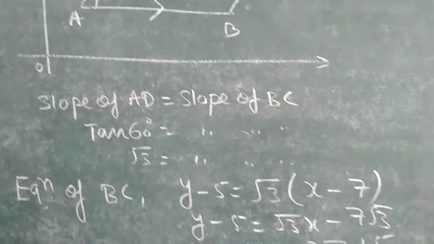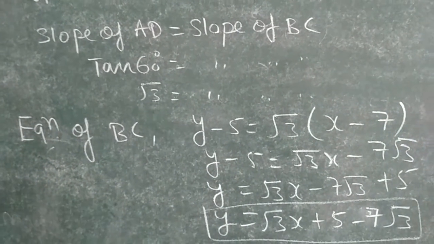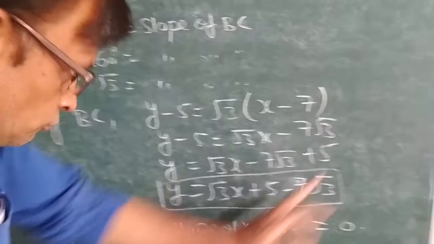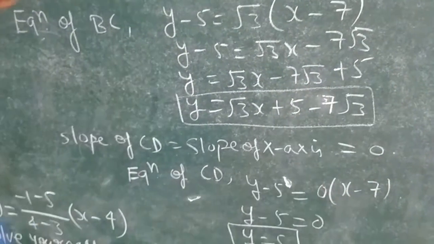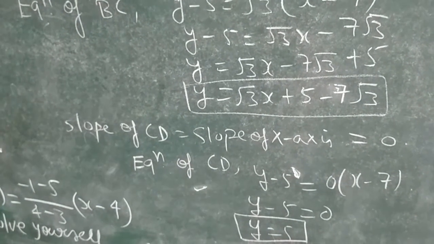Equation of BC we can now find very easily, because the point is given through which BC is passing: (7, 5). y minus 5 equals root 3 (x minus 7). y minus 5 equals root 3 x minus 7 root 3. This is your final answer.